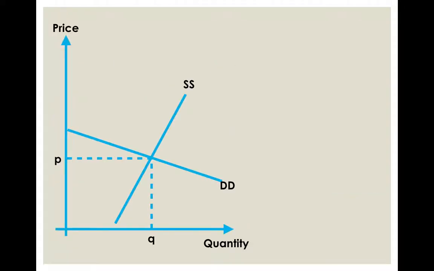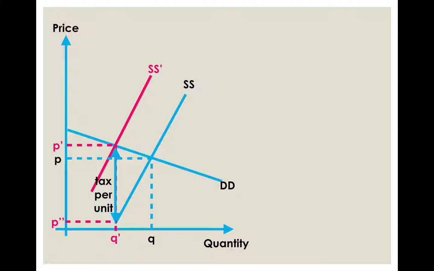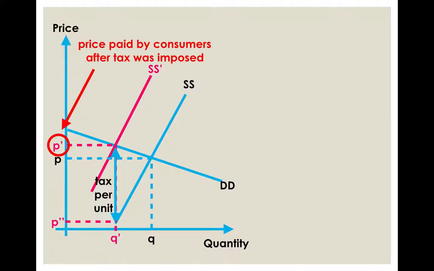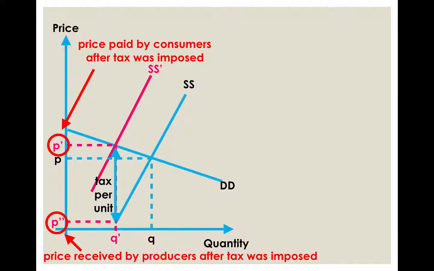Now let's look at a situation when producers bear a greater burden of the tax imposed. Similarly, the indirect tax again shifts the supply curve leftwards from S to S prime, and again there is an increase in price from P to P prime. The difference between the two supply curves again illustrates the tax per unit imposed, and the price paid by consumers after the tax is imposed is P prime. The price received by producers after the tax is imposed is P double prime.